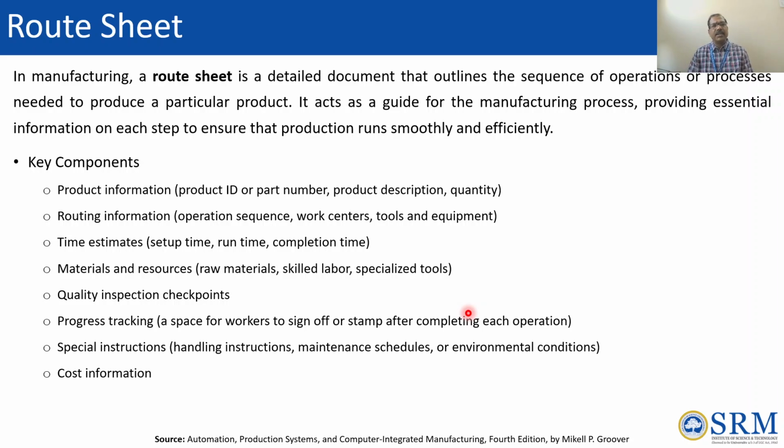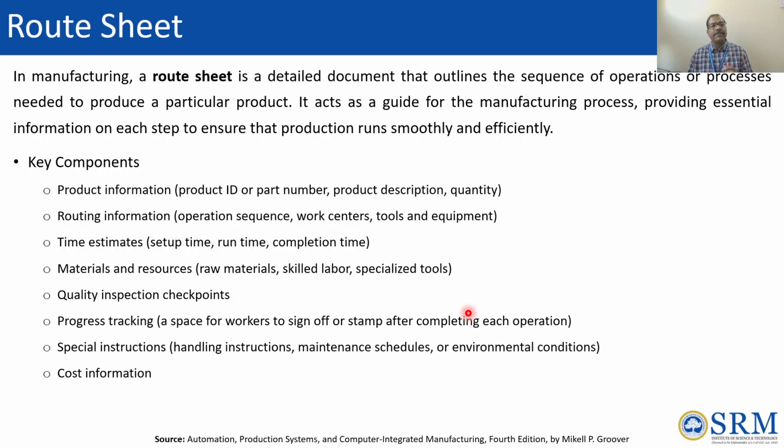In manufacturing, a route sheet is a detailed document that outlines the sequence of operations or processes needed to produce a particular product. It's not the part; it's a product. It acts as a guide for the manufacturing process, providing essential information on each step to ensure that production runs smoothly and efficiently. So what are the key components in the route sheet? All the information related to the product: product ID, part number, part description, and what quantity.